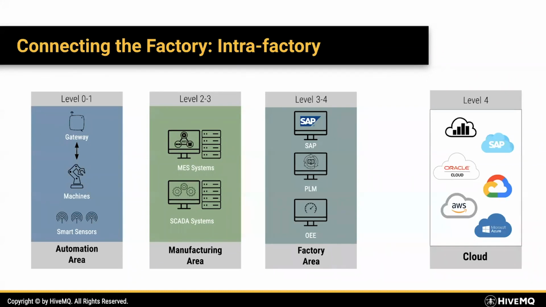So we have now introduced the different levels, and now I'd like to segment this a bit more. So I'd like to talk about an automation area, which is level 0 and 1. This is really machines and PLCs. Level 2 and 3 is the manufacturing area. This is where we have the SCADA systems and the MES systems. And then I'd like to talk about the factory area, where we do especially reporting and analytics, which is important. This is where the product lifecycle management happens. This is where the overall equipment effectiveness is usually measured. And then level 4 is cloud.